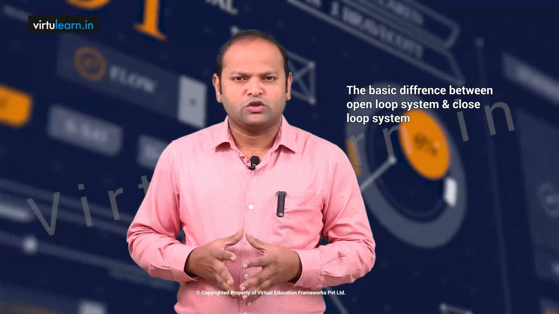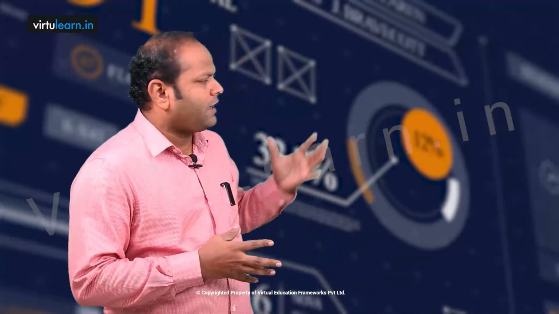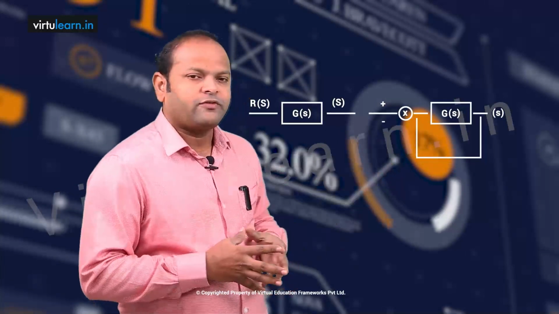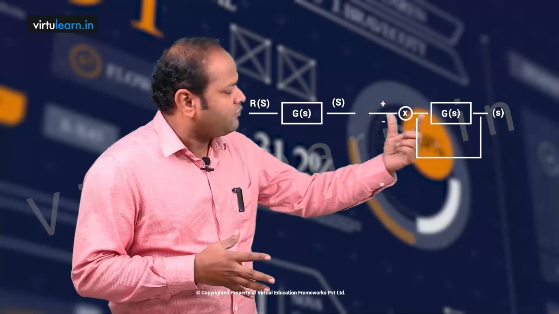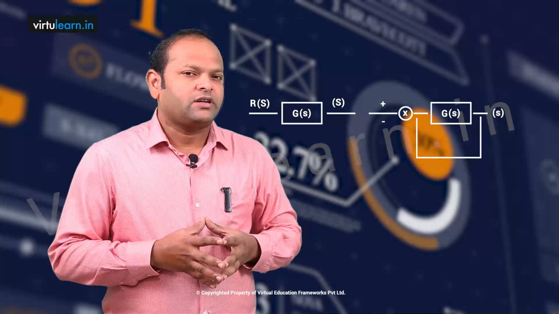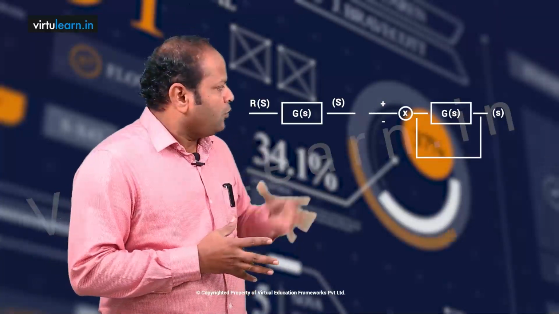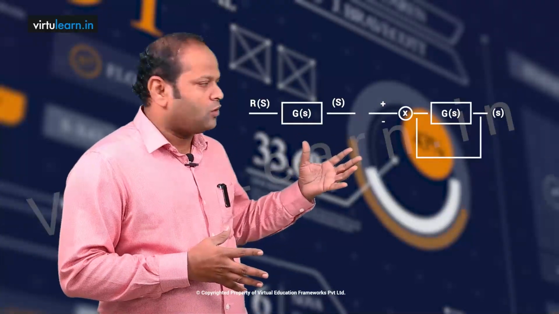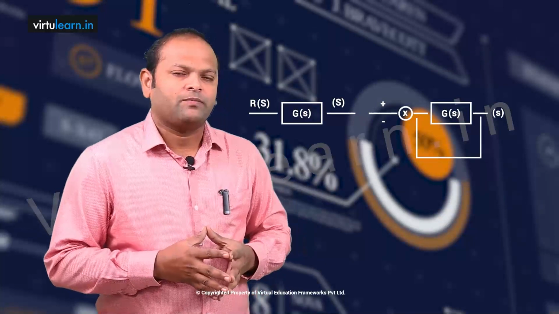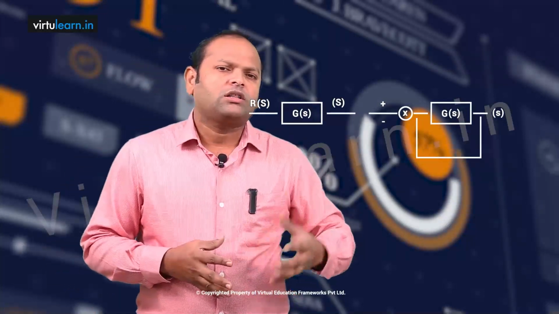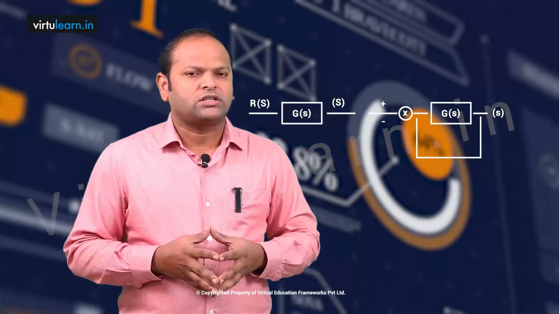We know the basic difference between the open loop system and closed loop system. If you look at the block diagrams of open loop and closed loop, from the first instant itself, we can say that the difference is the feedback. In open loop system, the feedback is missing. In closed loop system, there exists feedback. Now, we will see what are the effects of feedback in control systems.